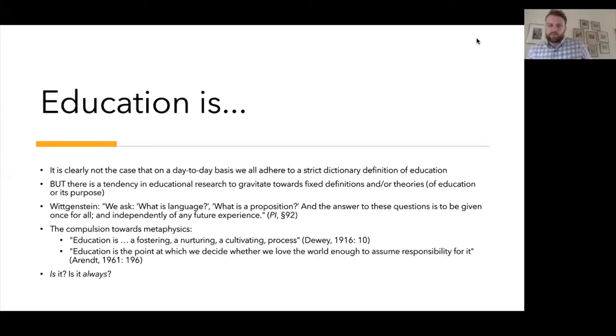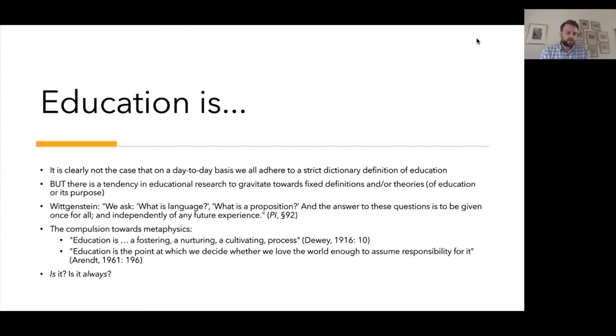This idea that we might be able to tie education down to particular definitions can be witnessed in expressions even like those of Dewey and Arendt, such as education is a fostering, a nurturing, a cultivating process, which in some ways people might argue, well, immediately you can visualize that. But at the same time, are we only visualizing what we want to see in it? Because arguably, all sorts of things could be fostered, nurtured, and cultivated in education, and not all of them desirable, and not all of them particularly Deweyan.